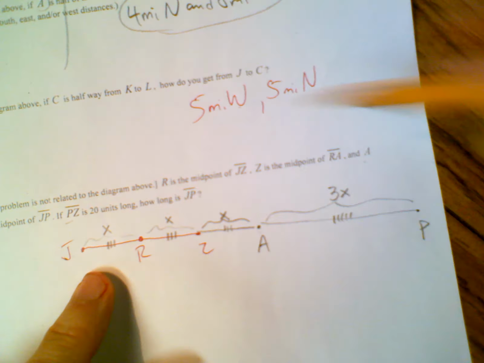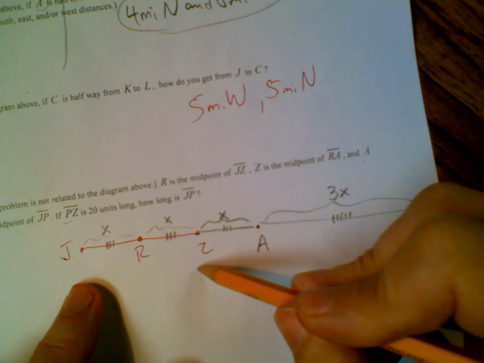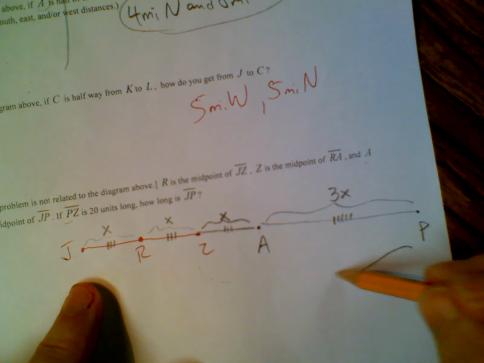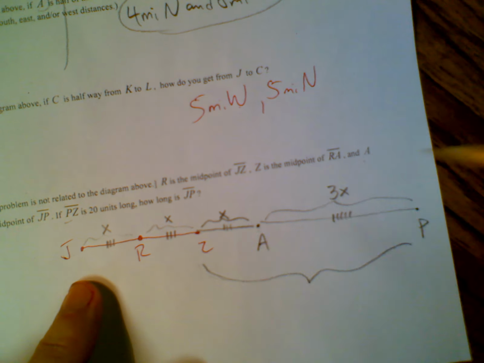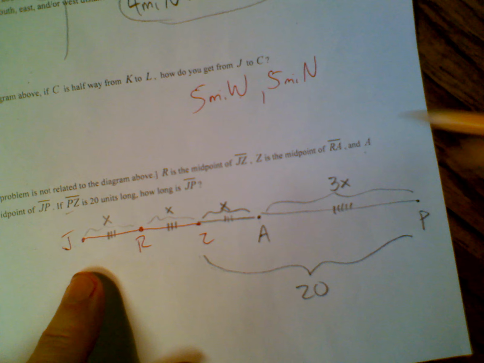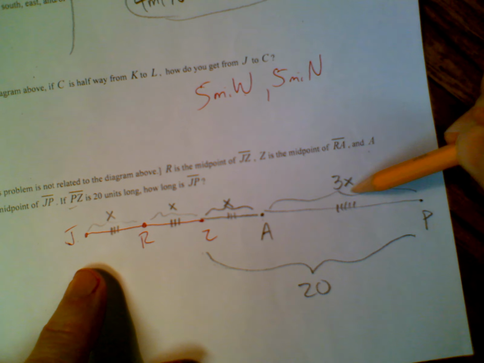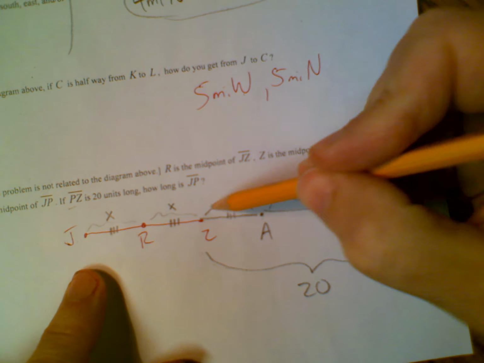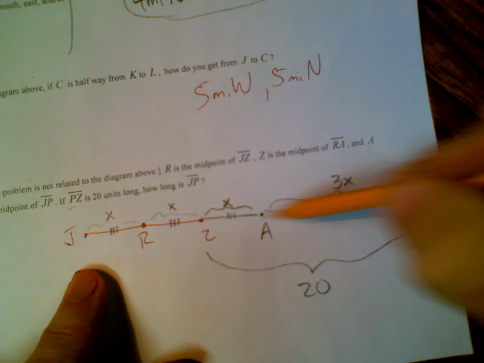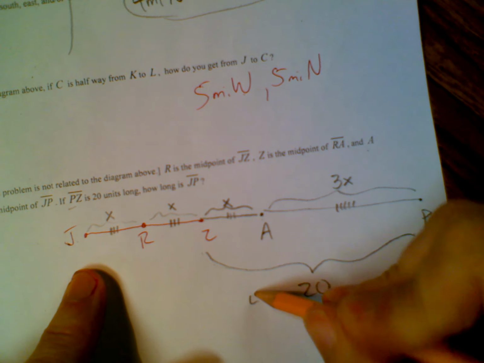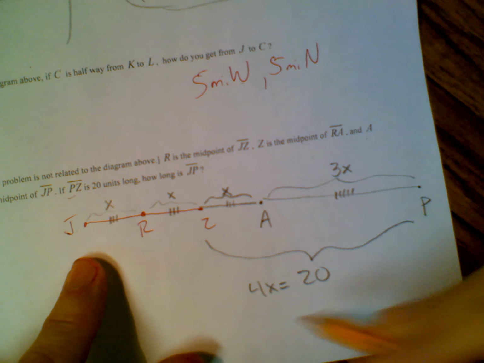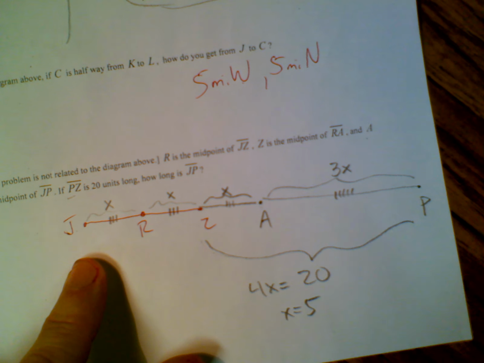Now, PZ is 20 units long. From P to Z is 20 units long. Well, look, the x's are going to help me solve this problem now, because here's a 3x and another x. That's a total of 4x units. So 4x is equal to that 20. That makes x equal 5.